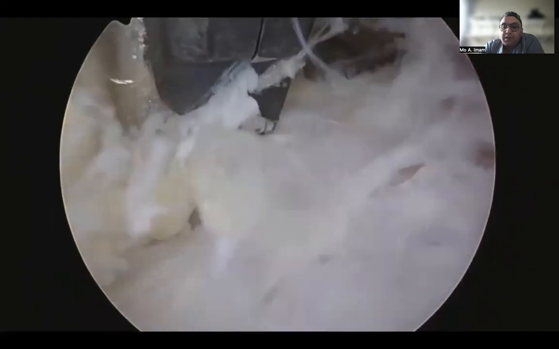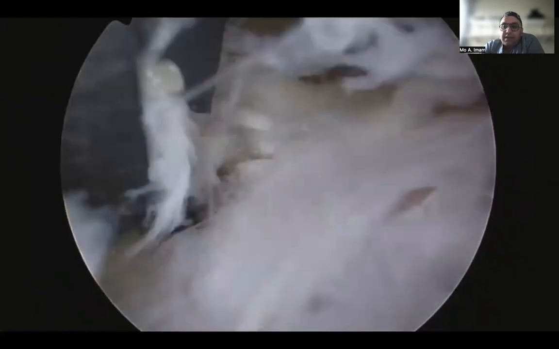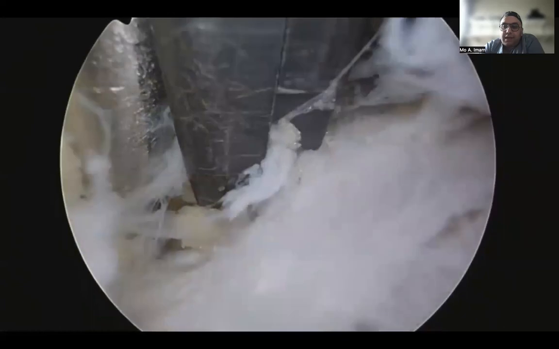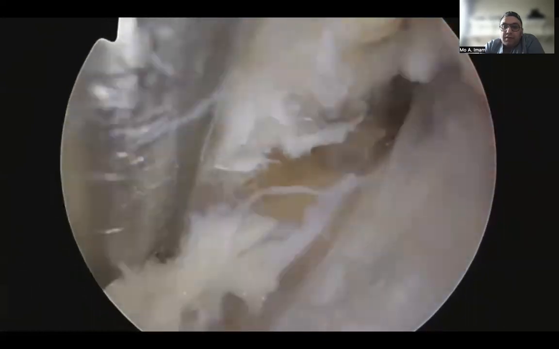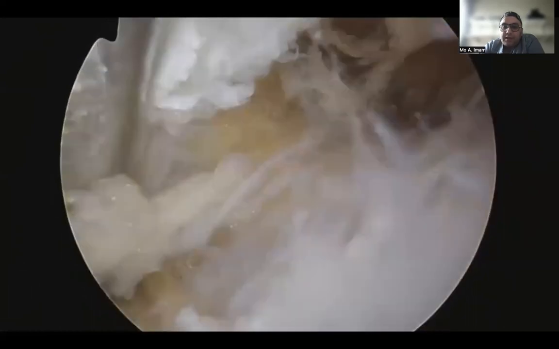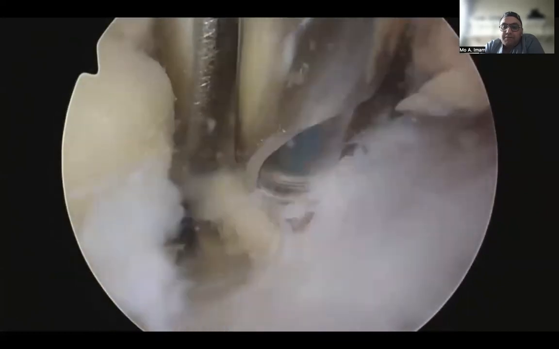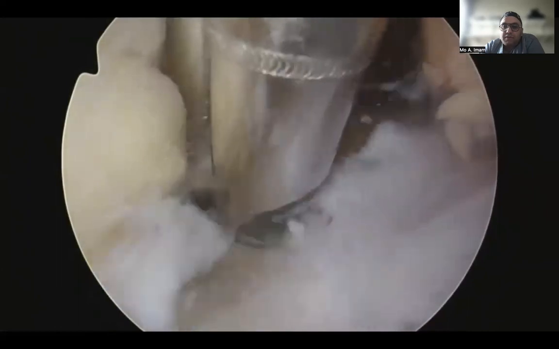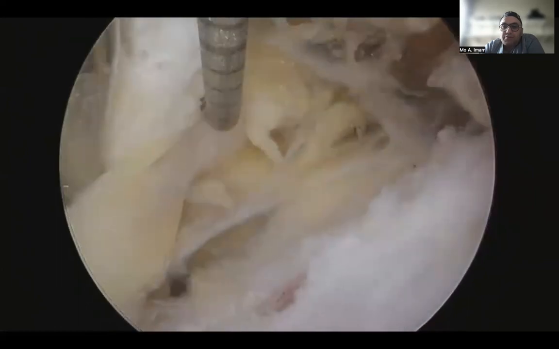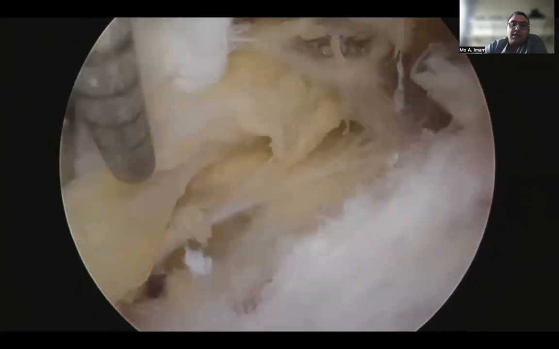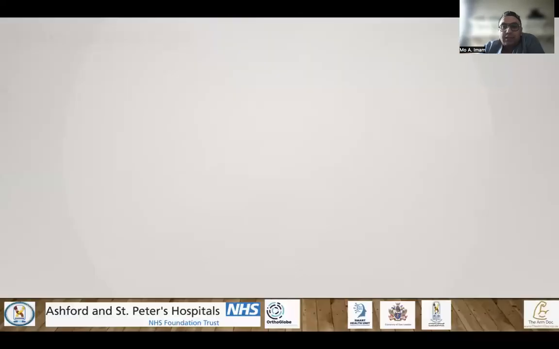A blunt dissector is applied, and the Kalisen is then introduced to release the ligament. A notchoplasty can then be undertaken, and after doing your notchoplasty, you keep the vessel and the nerve on the left aspect, and here you can see the vessel which is intact.